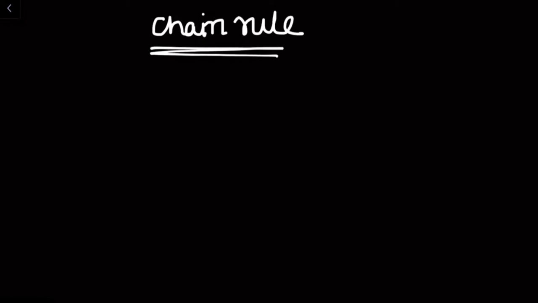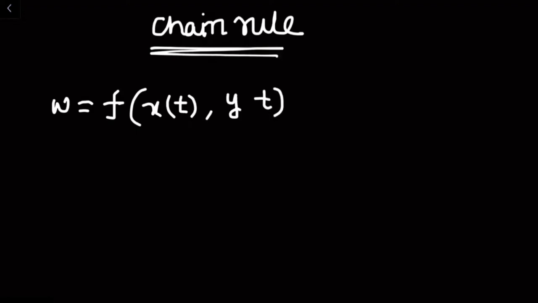Okay, let us start with the chain rule of partial derivatives. I'm considering a function w equals f of x, y, where x equals x of t and y equals y of t. This is a function involving a single variable. The x and y depend on a single variable t.